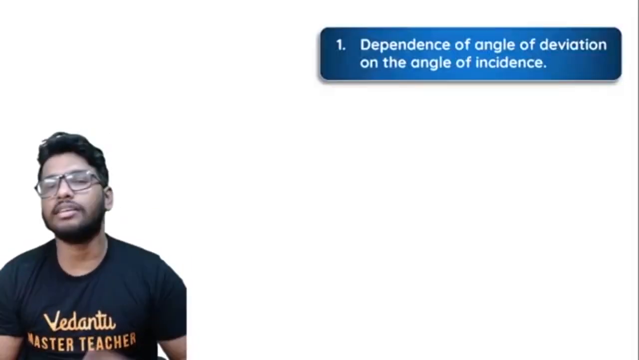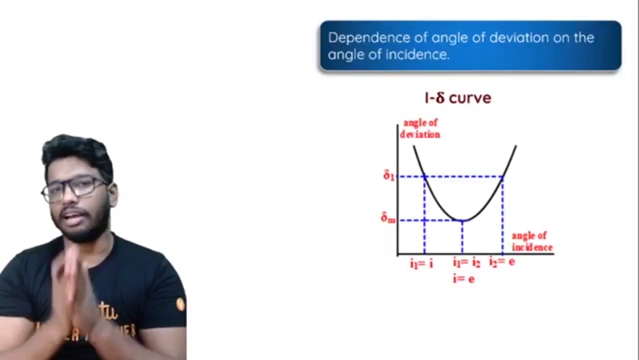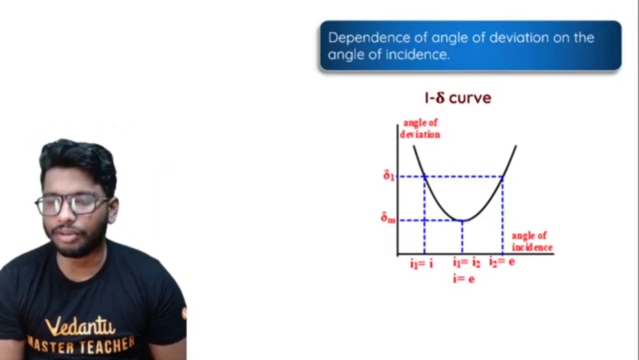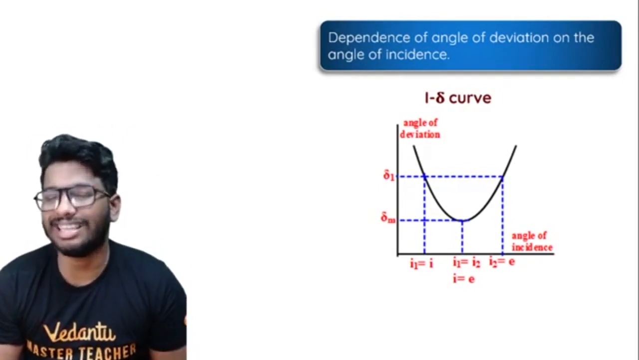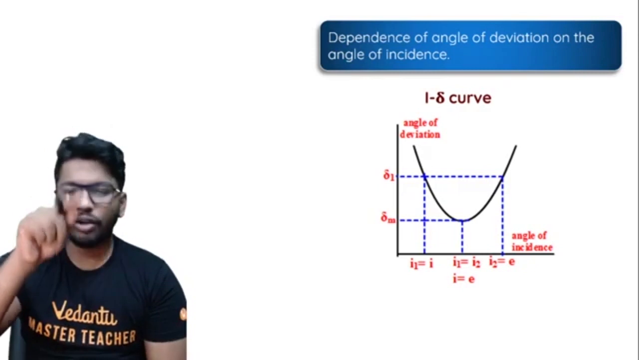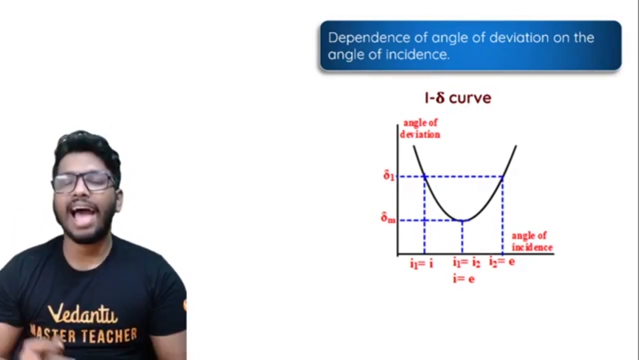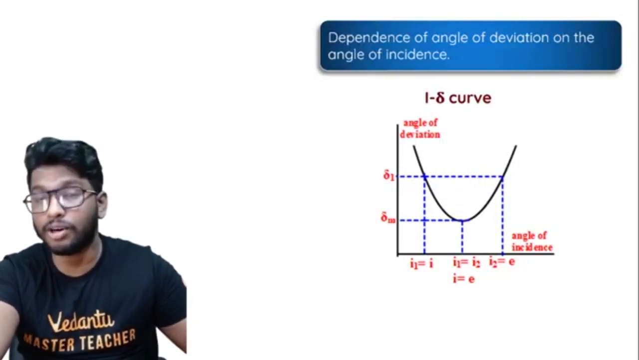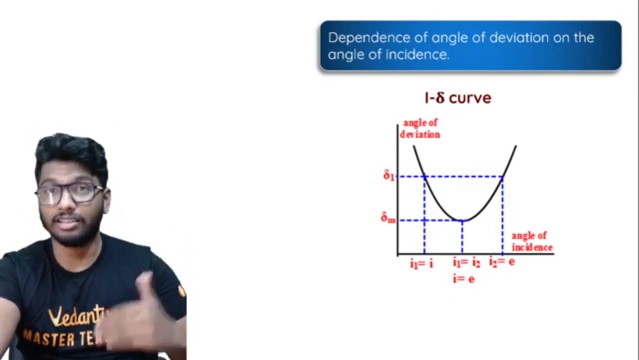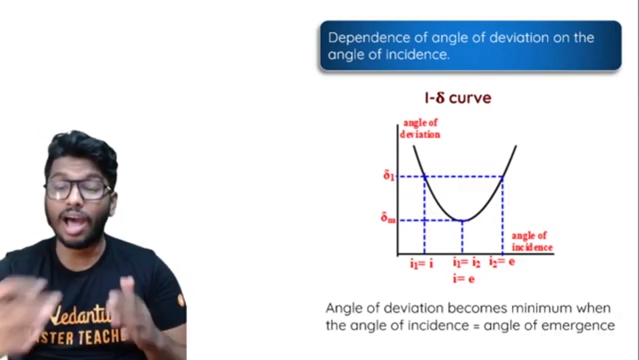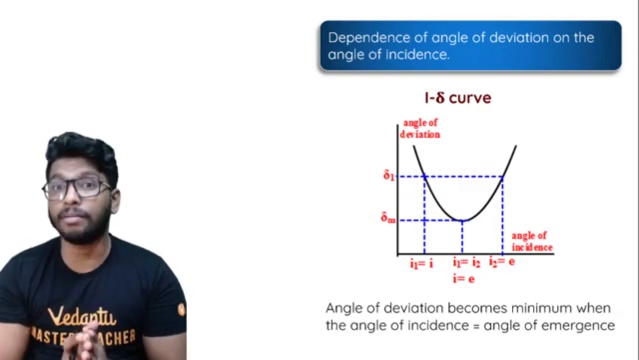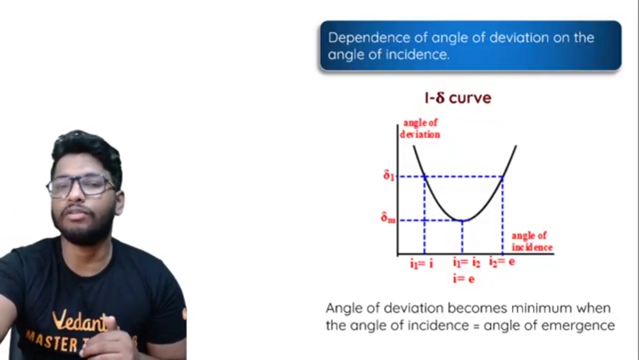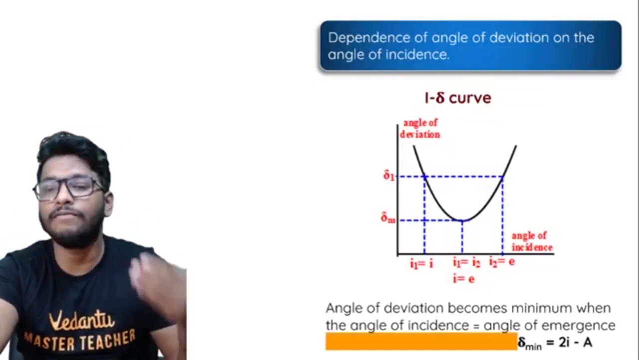The first one, the incident ray. This is a simple curve that shows the angle of deviation on the y-axis, and the incident ray on the x-axis. If you look at the curve, you can very clearly notice that as the angle of incidence becomes almost equal to the angle of emergence, the angle of deviation reduces. When the angle of incidence is almost equal to the angle of emergence, the angle of deviation becomes very, very minimum.